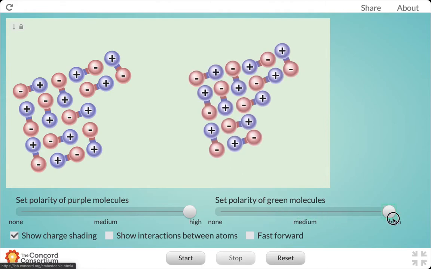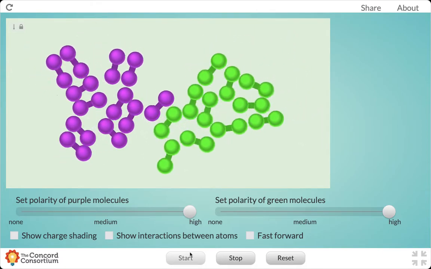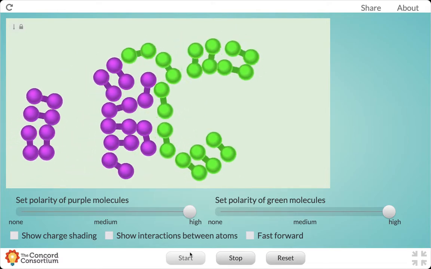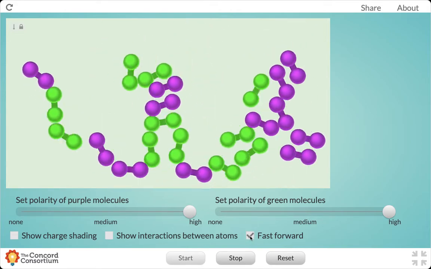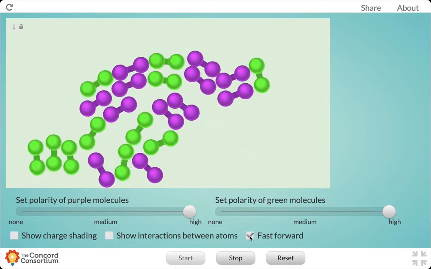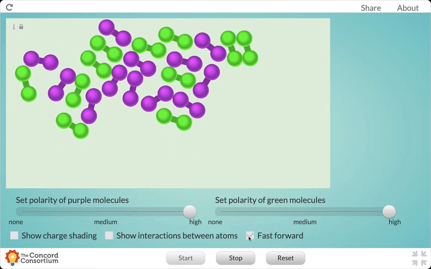And now what I'm going to do is I'm going to make both sides polar. So I'm just showing you both of them are polar now, but I'm going to get rid of the shading so that you can see the difference between the two sides. And you'll see now that since both of the molecules on both sides are very polar, they're very strongly attracted to each other. And the longer I wait, the more they are going to really kind of mix in with each other, right? So I'm fast forwarding here. And they are mixing very well.